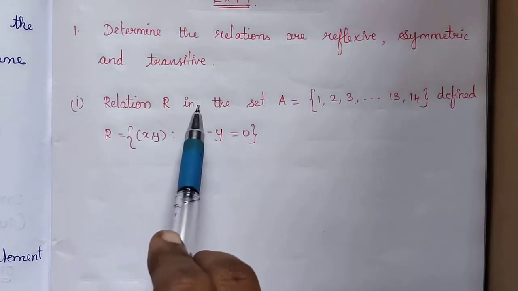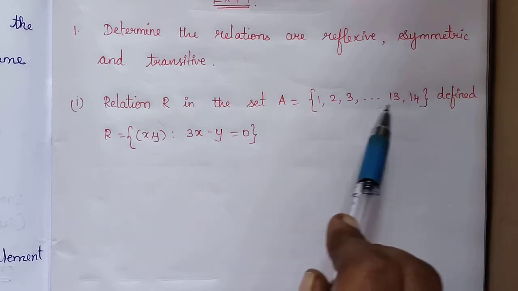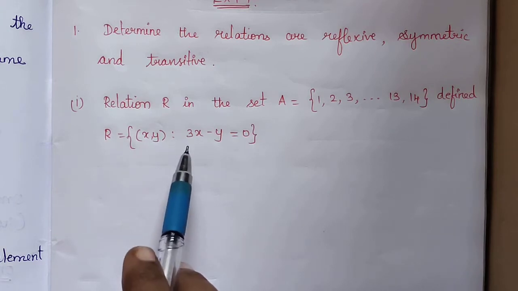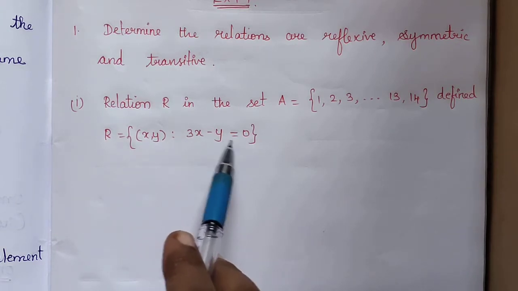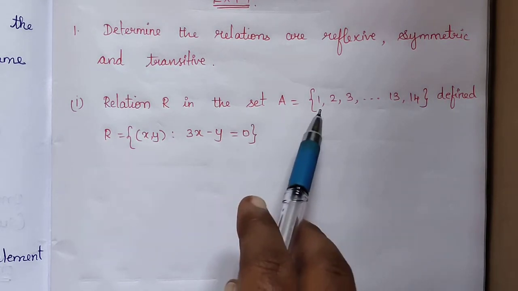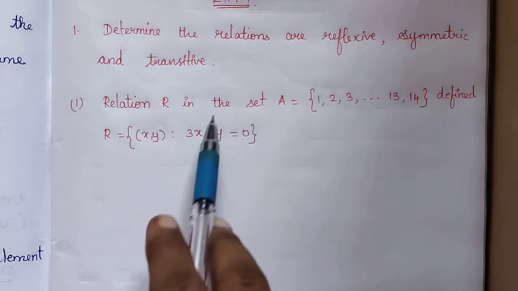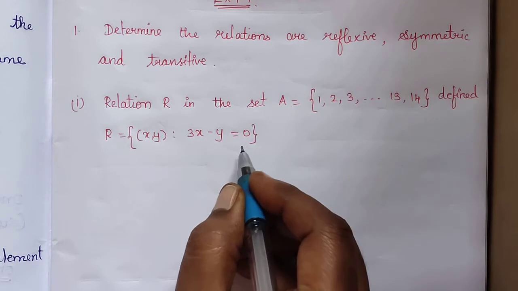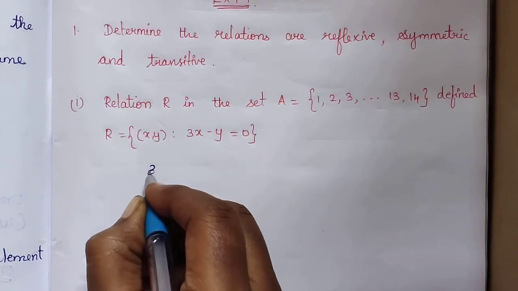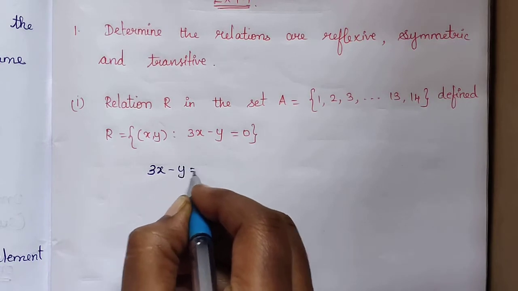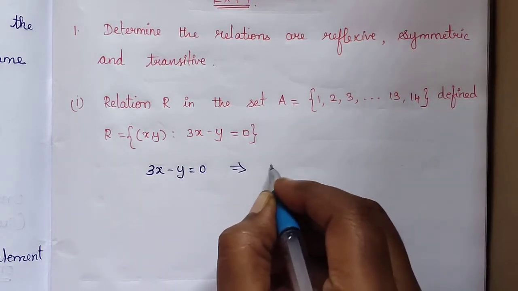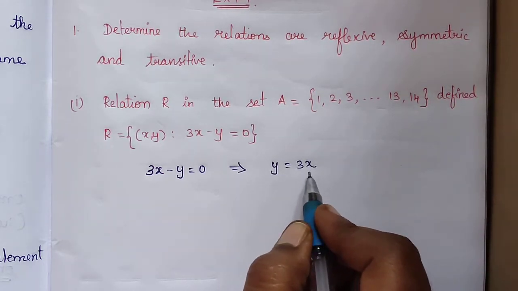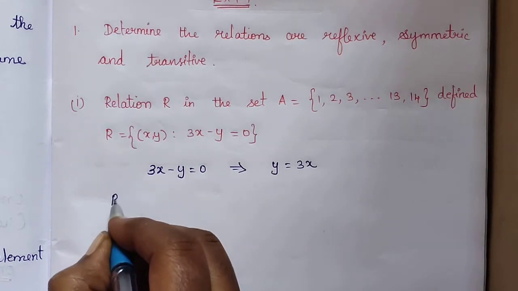A relation R in a set A is equal to, this is a set, and they have defined the relation R is equal to (x, y) such that 3x minus y is equal to 0. These are the x values. Go and substitute in this one so that we will get the y value. Given here is 3x minus y is equal to 0. This implies y is equal to 3x. Now give the values for x and find the values for y. So that will be our relation.